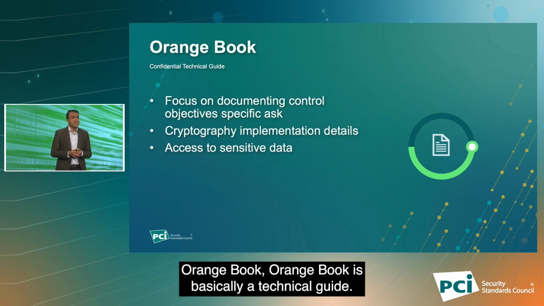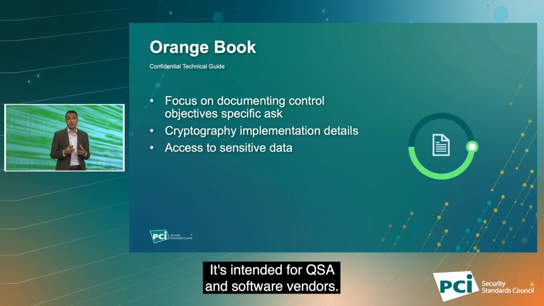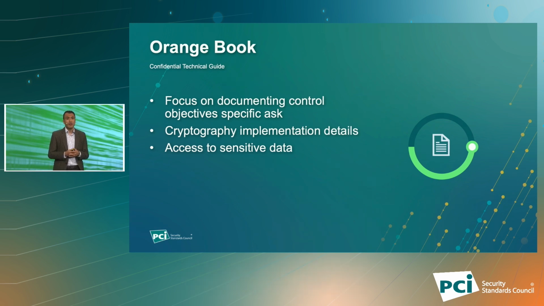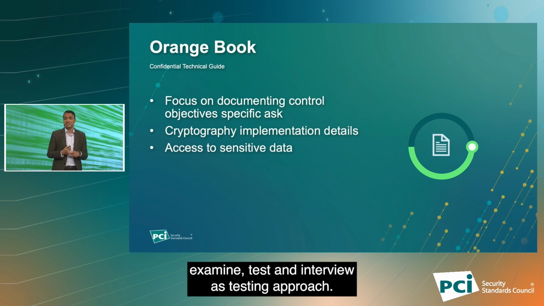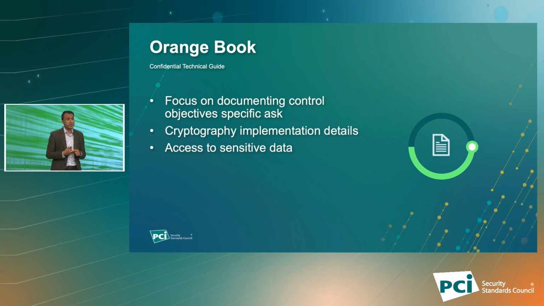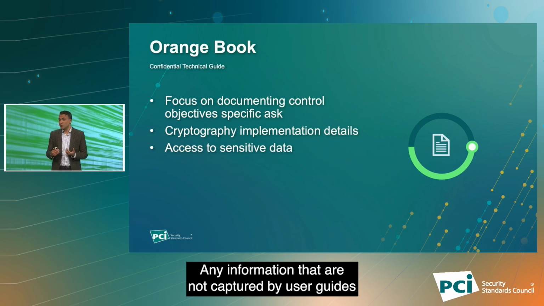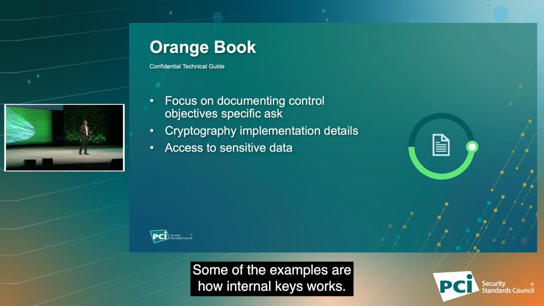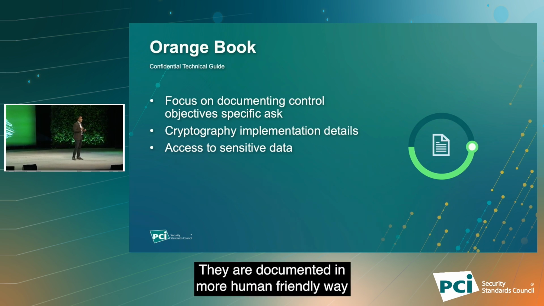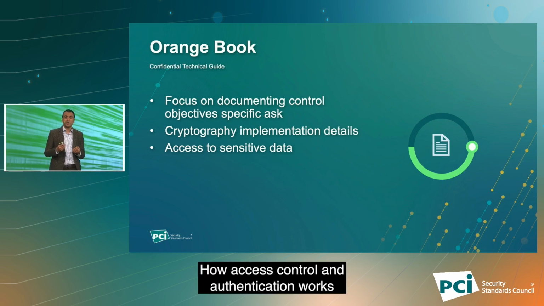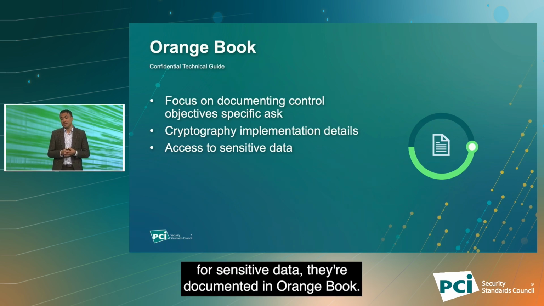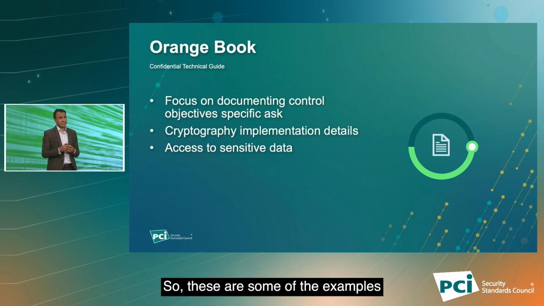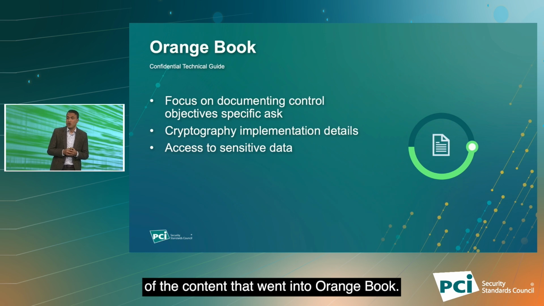Orange Book. Orange Book is basically a technical guide. It's intended for QSAs and software vendors. PCI S3 states examine, test, and interview as a testing approach. Any information not captured by user guides or the software vendor implementation guide is captured in Orange Book. Some examples are how internal keys work, documented in a more human-friendly way in Orange Book, and how access control and authentication work for sensitive data. These are some examples of the content that went into Orange Book.